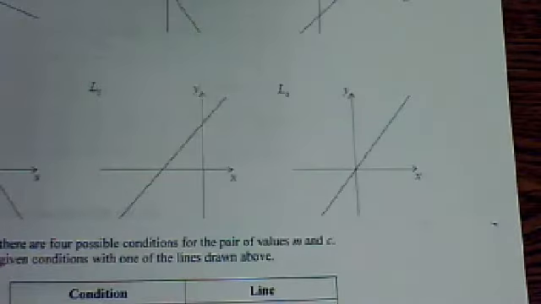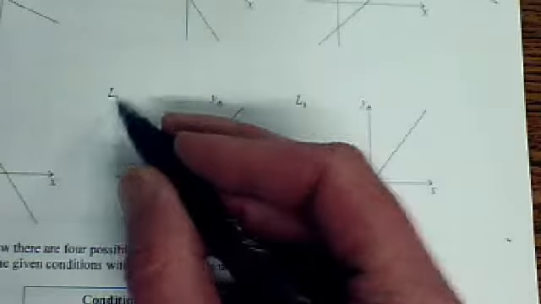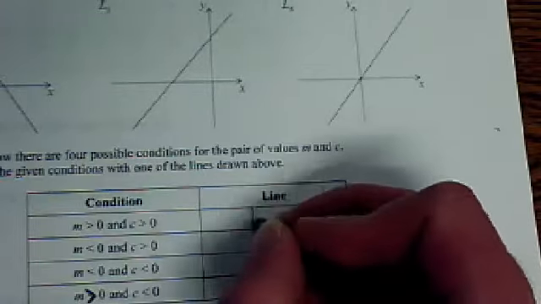So we're looking for one that's going up. Here's 2 more going up with a y-intercept that's positive. It's got to be that option, which is L5.